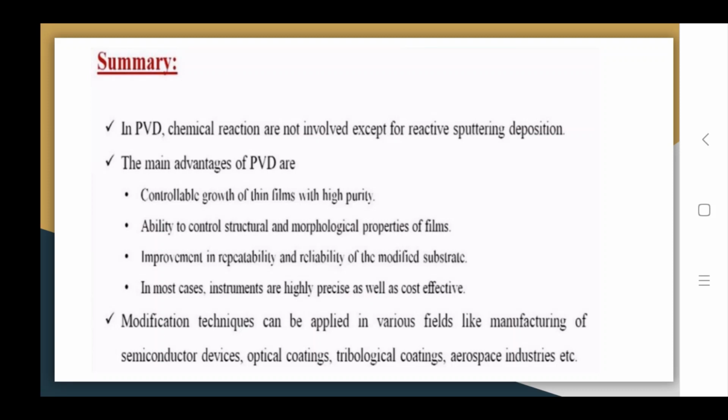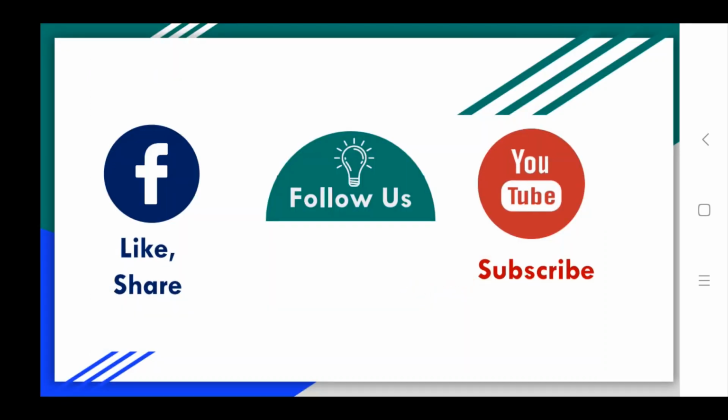Then there is improvement in repairability and reliability of the modified substrate. In most cases, instruments are highly precise as well as cost effective. The modification techniques can be applied in various fields like manufacturing of semiconductor devices, optical coatings, tribological coatings, and the aerospace industry. Here we have listed a few applications which are possible using this PVD technique. This is about the physical vapor deposition coating technique.